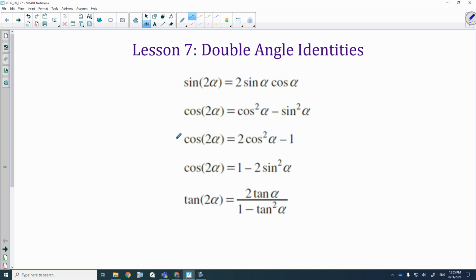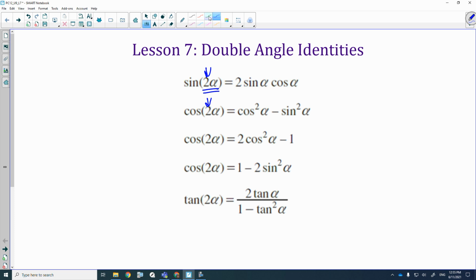Where I want you to start is by taking out your formula sheet, and I want you to notice where the 5 double angles are. So these are the 5 identities for the double angles. What is the reason why we call it a double angle? Well, if you look at the argument, each argument is doubled. So the angle in each argument is doubled. That's what makes it a double angle identity.